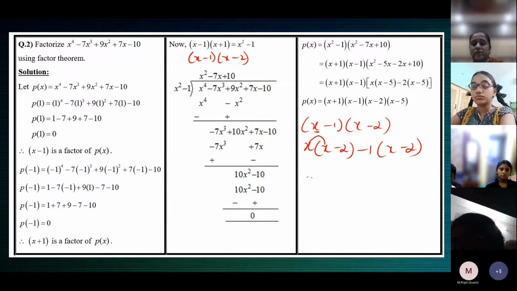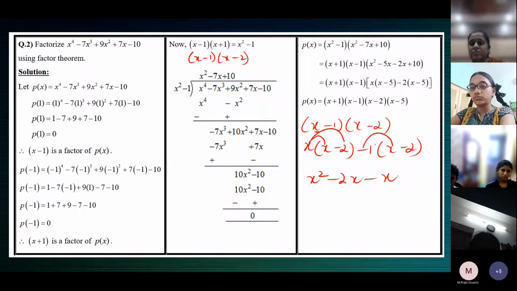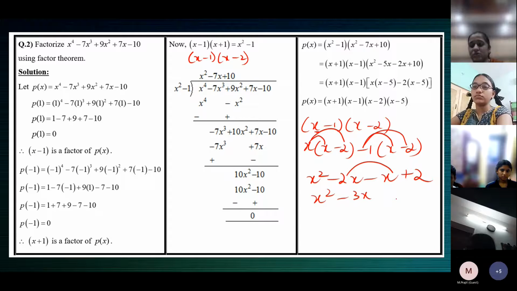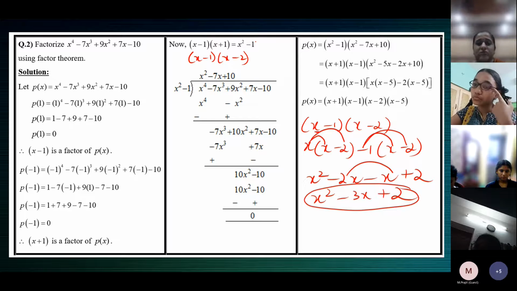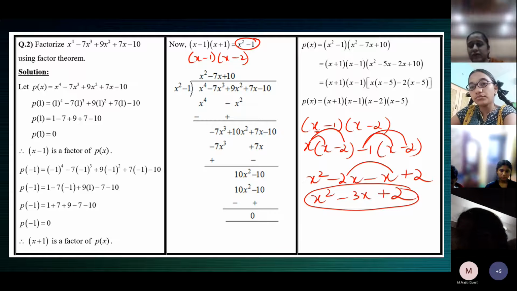So x into x, x square; x into minus 2, minus 2x; minus 1 into x, minus x; minus 1 into minus 2, plus 2. And then x square minus 3x, because minus 2x minus x is minus 3x. Like terms you can simplify, plus 2. So this is the product. So in this case, you will get x square minus 3x plus 2.